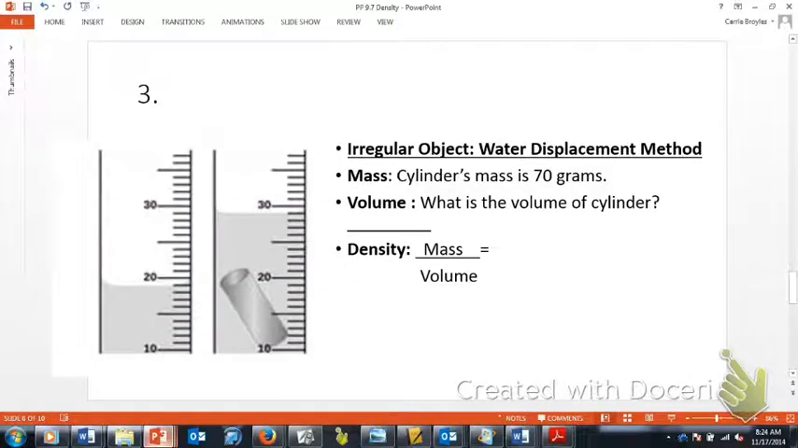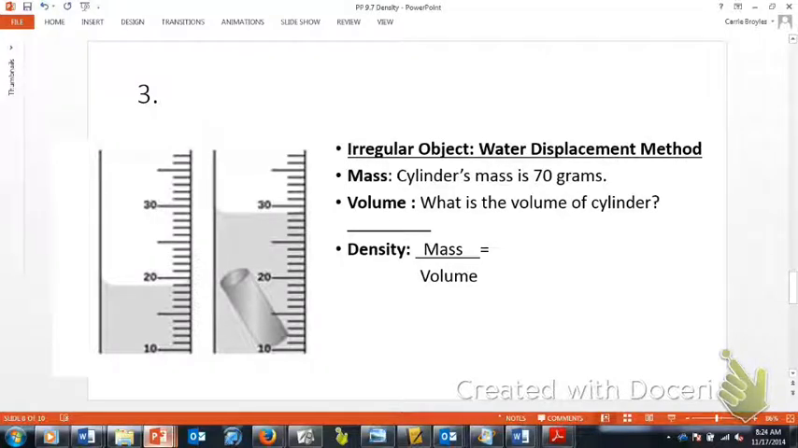Okay, for example number 3, we're going to look at an irregular object. So once again, we're going to use the water displacement method. I've already given you the mass of the cylinder, and if you notice, the cylinder is in the graduated cylinders over to the left. So the cylinder's mass is 70 grams. We don't have a scale to measure that with, so there it is.